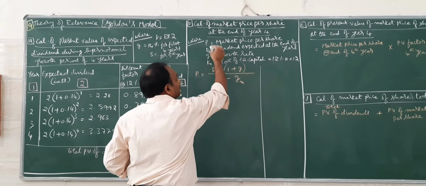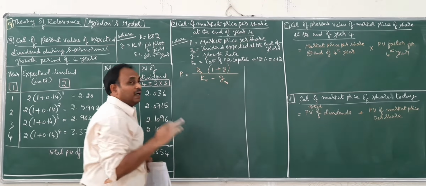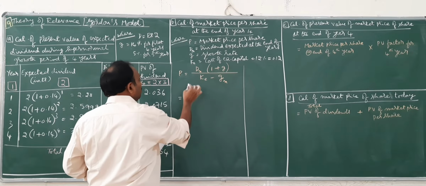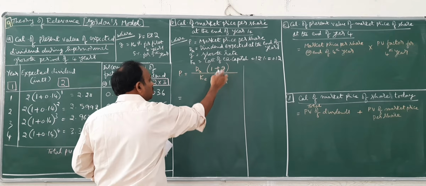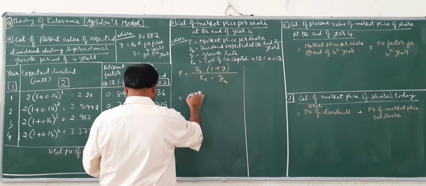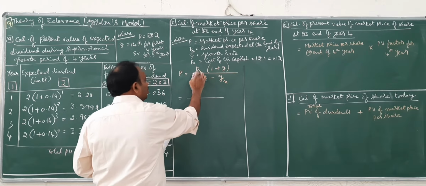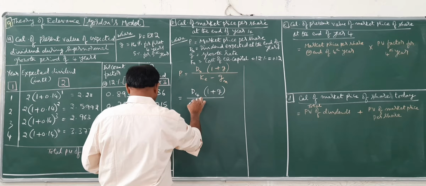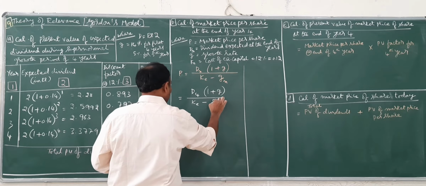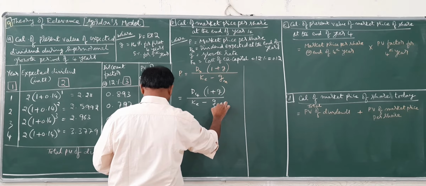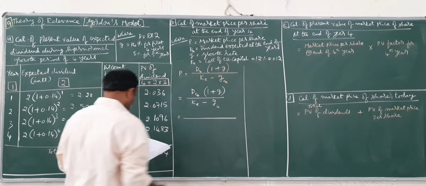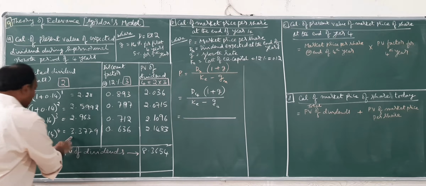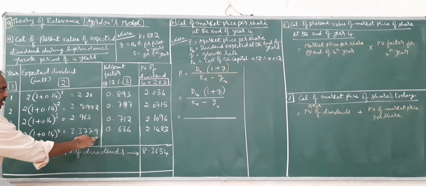Calculation of market price per share at the end of year 4. At the end of year 4, what will be the price? Not the first year, the 4th year ending. So the formula changes a little bit here. I have taken the growth model formula here for the calculation purpose. For the 4th year we want D4, so growth also I will take for the 4th year. Substituting D4, the value of D4 will be the dividend at the end of 4 years, 3.3779. I will take that.